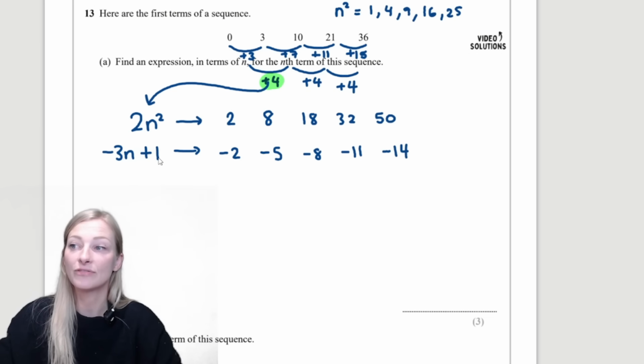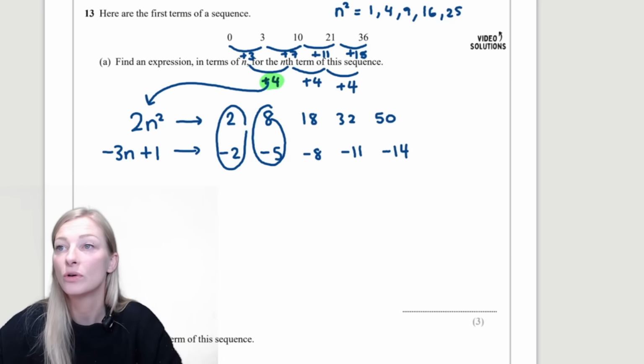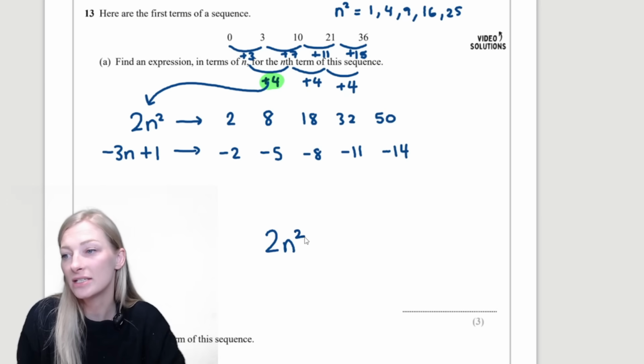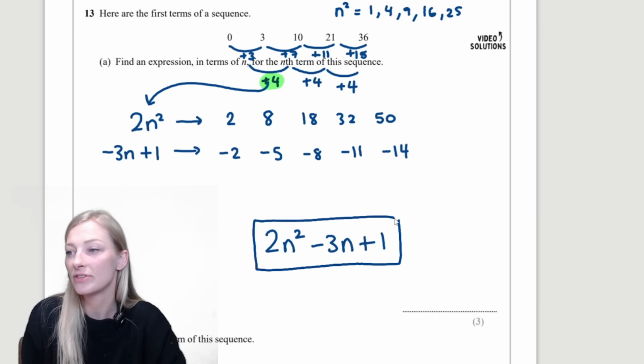2n squared is the nth term for the top row. And we know that if we add them together, we get the sequence at the top that we were looking for. So therefore our final answer here for the nth term is 2n squared, add, so minus 3n add 1. They're just going together to make that nth term of the sequence.